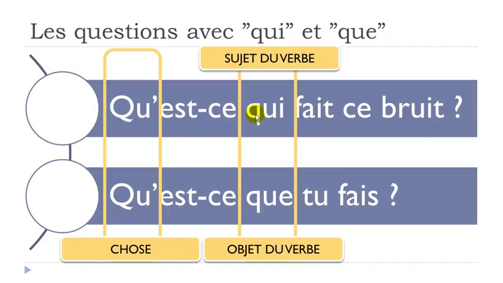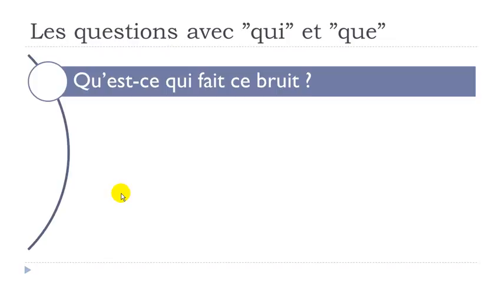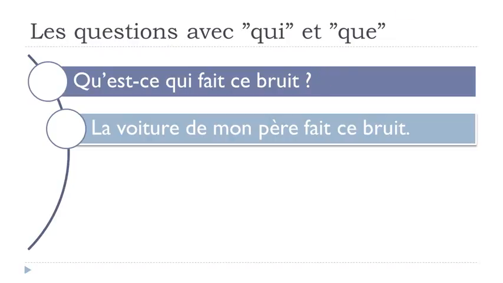What is doing this noise? Qu'est-ce qui fait ce bruit? Or this sound, if you want. Qu'est-ce que tu fais? What are you doing? Okay, so let's see now the same question. Qu'est-ce qui fait ce bruit? And the answer would be la voiture de mon père fait ce bruit. Okay, my father's car. Okay, la voiture de mon père.